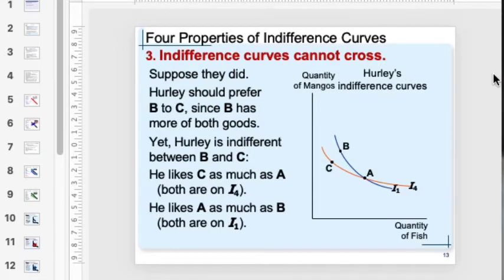The third property is that indifference curves cannot cross each other, because if you look at this diagram over here, indifference curves I4 and I1, if point A lies on both of these indifference curves, this means you're indifferent, which means that C and A have the same level of satisfaction, whereas B and A also have the same level of satisfaction. This cannot happen. So indifference curves cannot cut.